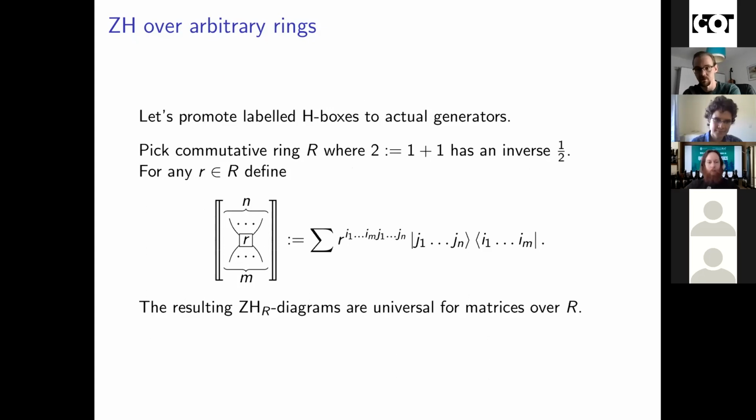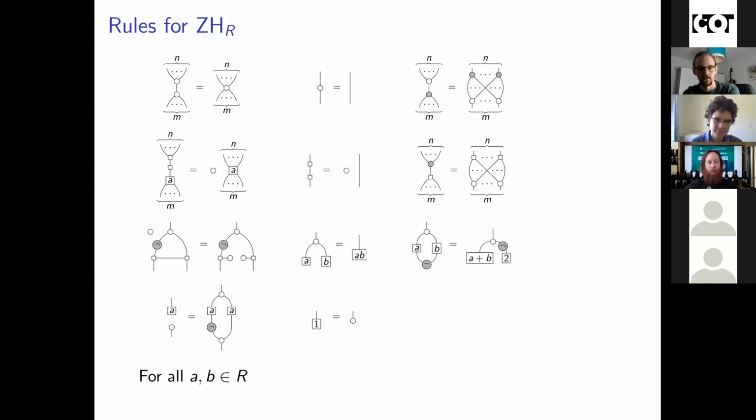And these, again, using essentially the same normal form, we can show that the resulting ZHR diagrams are universal for matrices over this ring R. Okay, so these can represent matrices of any ring. And then we define an extended rule set. So we have the rules that I showed before: the spider fusion, HBox fusion, identity, Hadamard cancellation, the bialgebra rules, and this ortho rule.